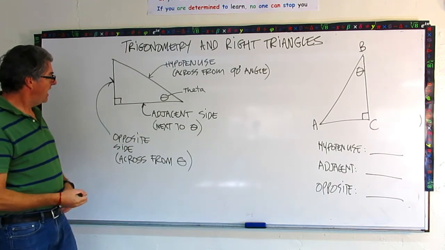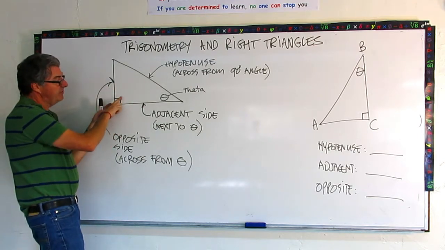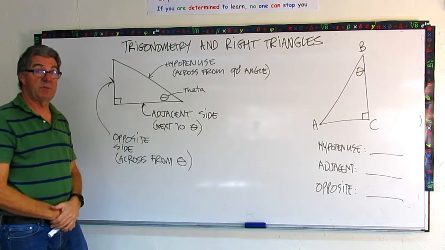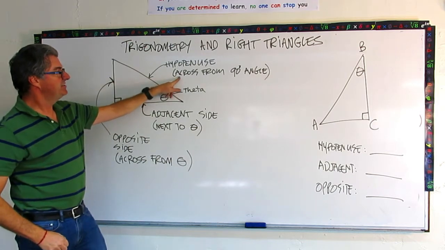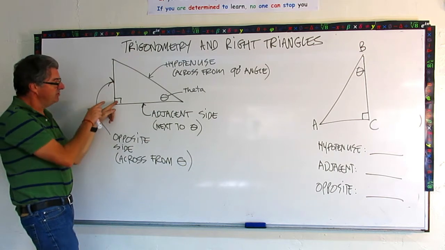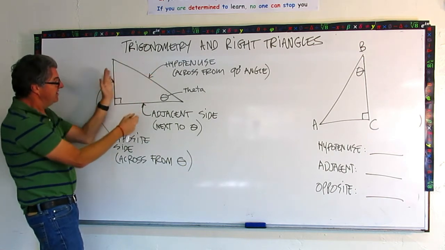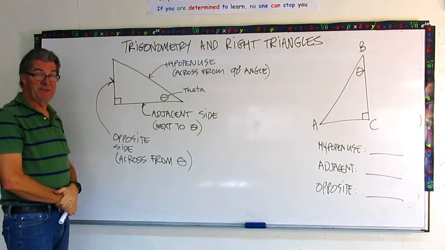Okay, so I have this right triangle here. Here is my right angle. Across from my right angle is the hypotenuse. You already know this term from the Pythagorean theorem. That's the hypotenuse. The way you can tell, it's across from the 90-degree angle. So if you're here at the 90-degree angle and you look across the triangle, you've got the hypotenuse directly across from you. These two sides are not across from the 90-degree angle. They touch it.